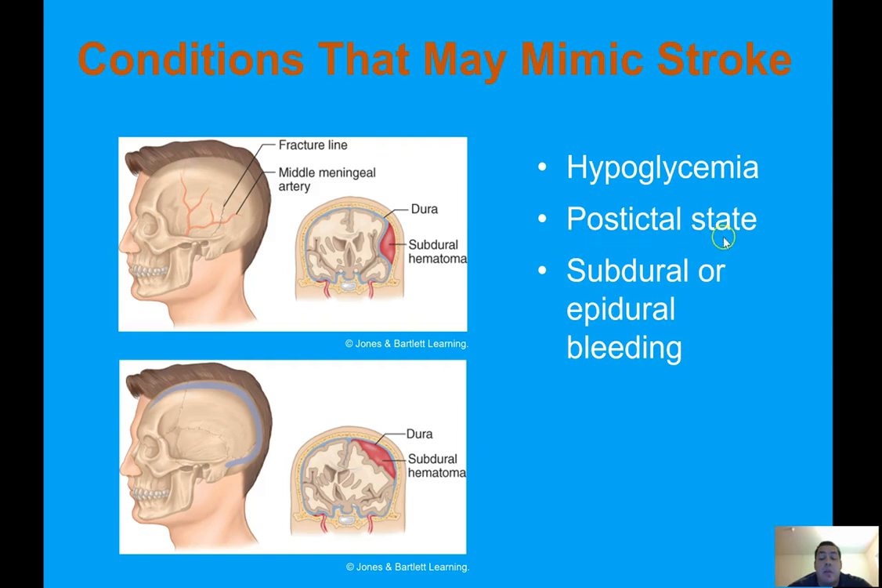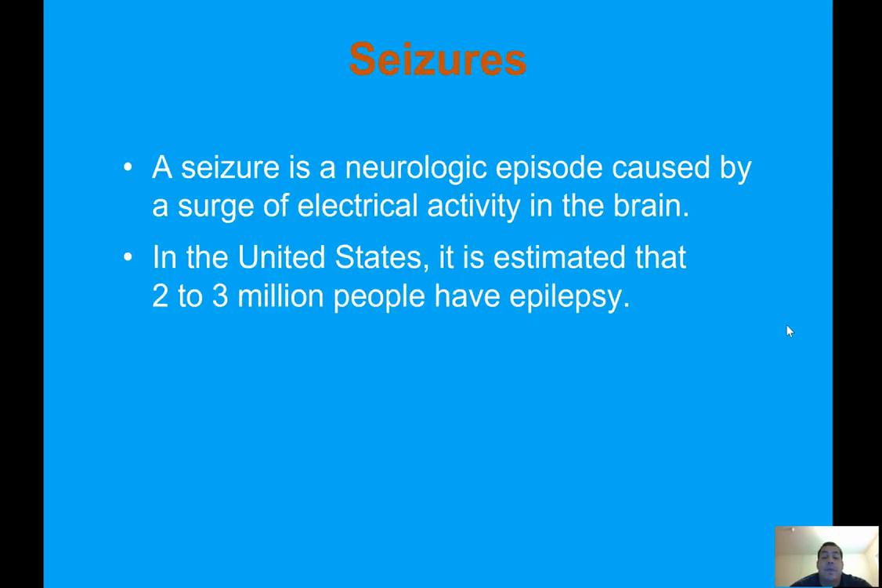And also postictal state. So when a patient has a seizure, they have what's called a postictal state, where they kind of come around after the seizure stops. Sometimes it takes a couple minutes, sometimes it takes a little longer. It depends on the person. And then any subdural or epidural bleeding, usually caused by a mechanical fall in older people.